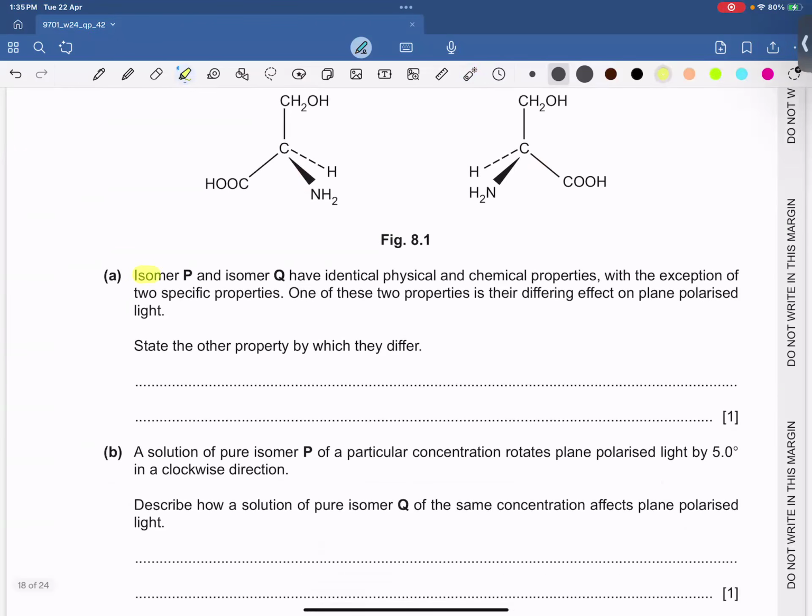Isomer P and isomer Q have identical physical and chemical properties with the exception of two specific properties. One of these two properties is their differing effect on the plane polarized light. Obviously, one is dextrorotatory, one is levorotatory, and both of them have different rotations of plane polarized light. State the other property in which they differ. Obviously, dextro and levo have different biological activities also.